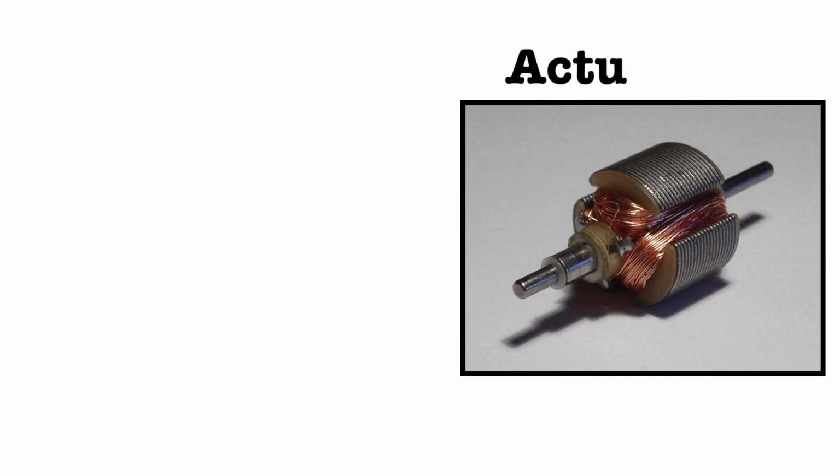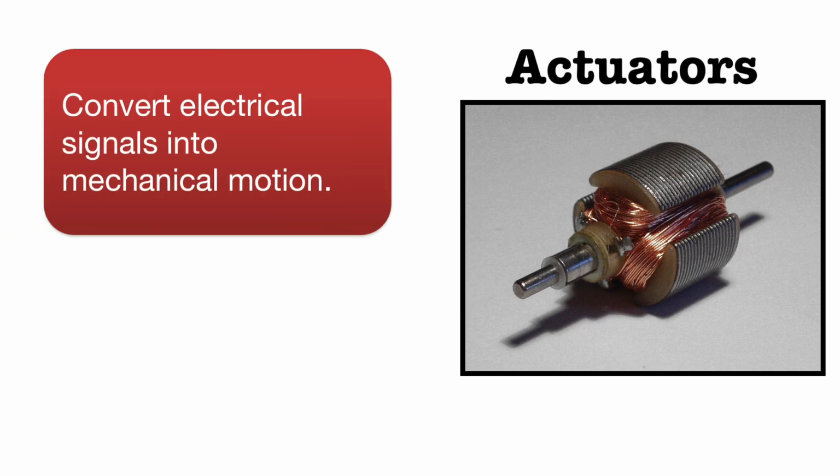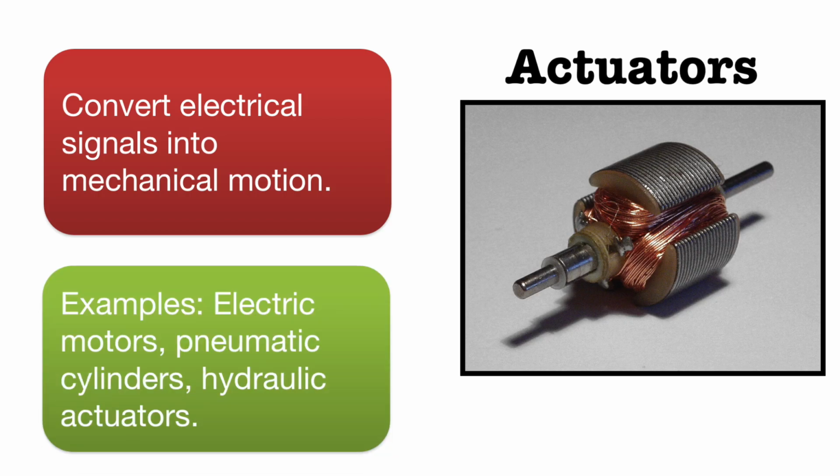The third one is actuators. Actuators are responsible for the physical actions based on the control signals. They convert electrical signals into the mechanical motions. Common types of actuators include electrical motors, pneumatic cylinders, and hydraulic actuators.